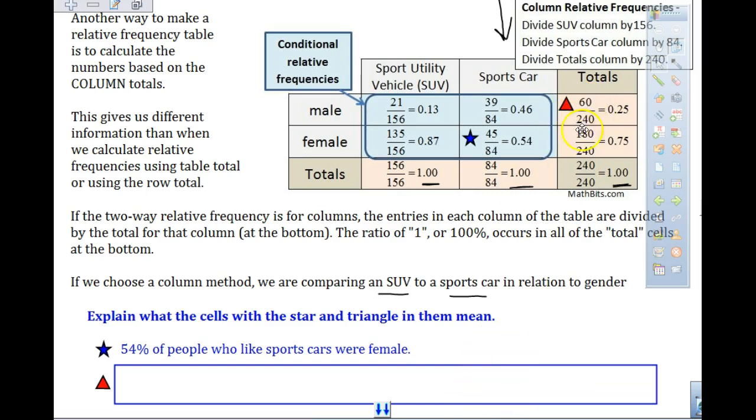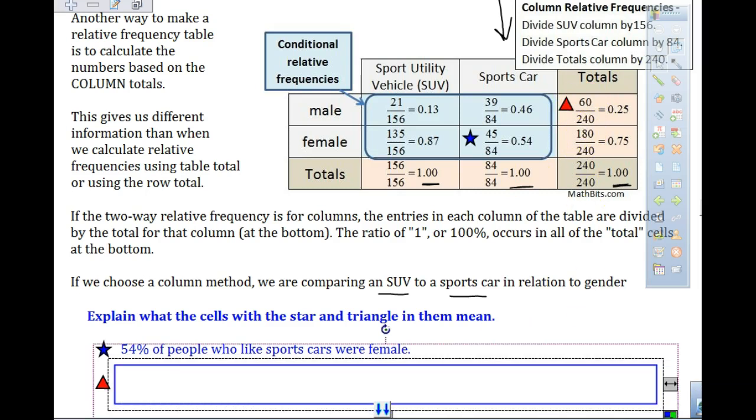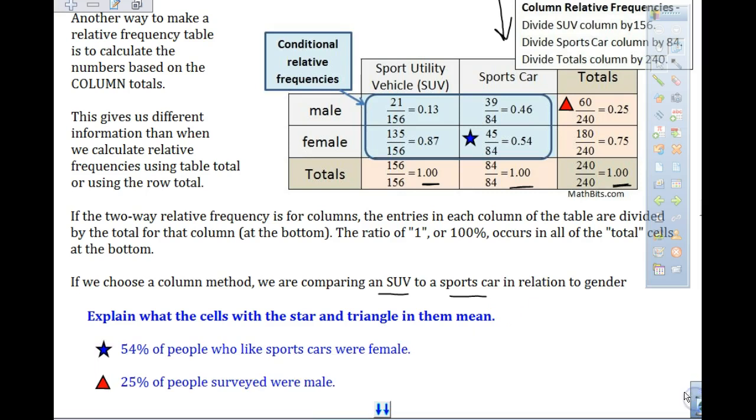The triangle here is telling us, if we look at that, we are talking about 25% of people surveyed were male. So they surveyed a lot more women in this than men. So that could be the reason maybe that sports cars were less than SUVs, right? If they would have surveyed the same number, maybe it would have come out 50-50.